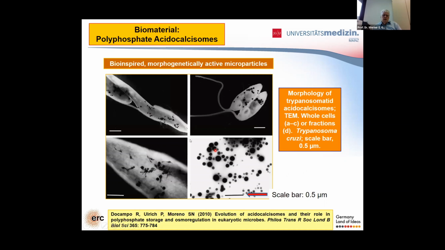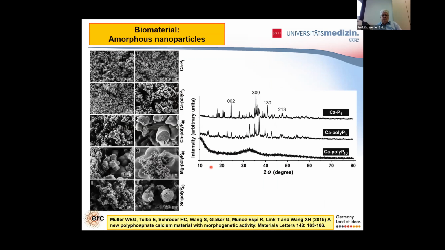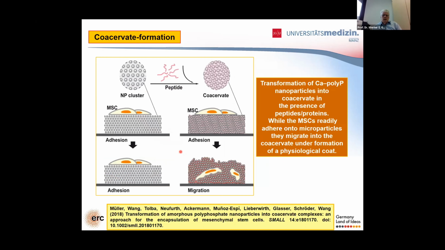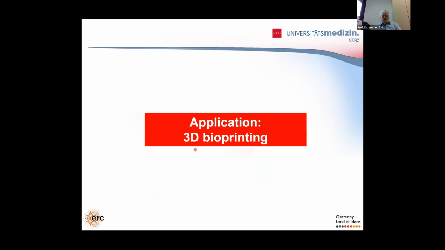we succeeded, and we fabricated nanoparticles with a diameter of approximately 100 nanometers, exactly like it is in the cells. It is amorphous and therefore prone to the enzymatic hydrolysis. This achievement was patented and granted worldwide. The issue now is, what can we do with this polyphosphate?